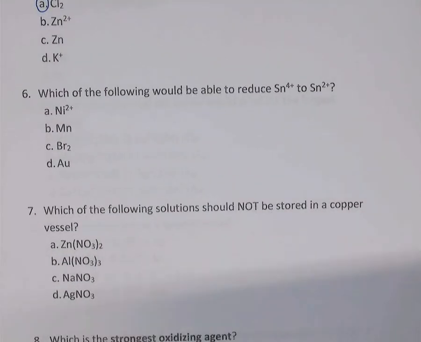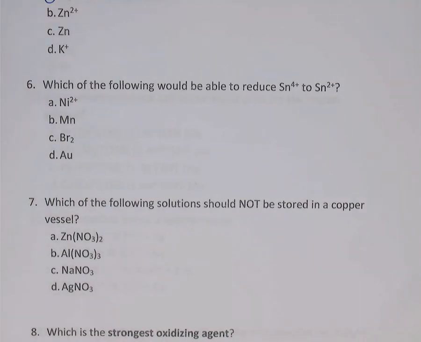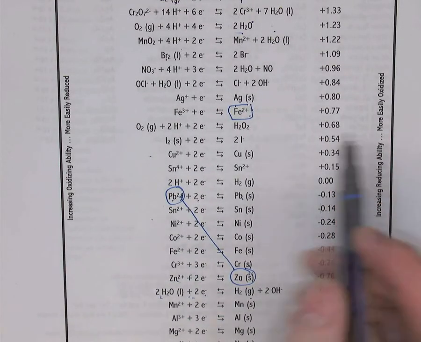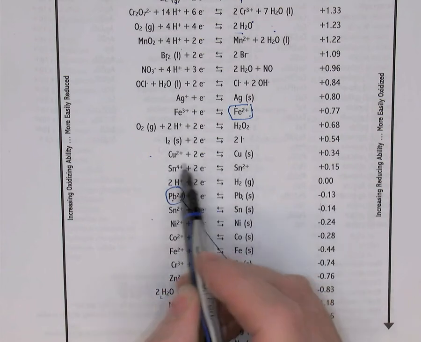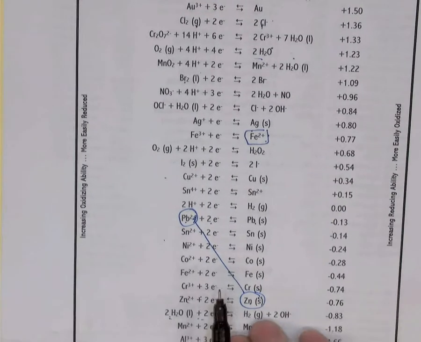And one more time, use the same reasoning. Which of the following would be able to reduce Sn4+ to Sn2+? So again, you look at your chart, you find Sn4+ with Sn2+, and that's this equation just above the halfway point. And we're looking for something to reduce the Sn4+.